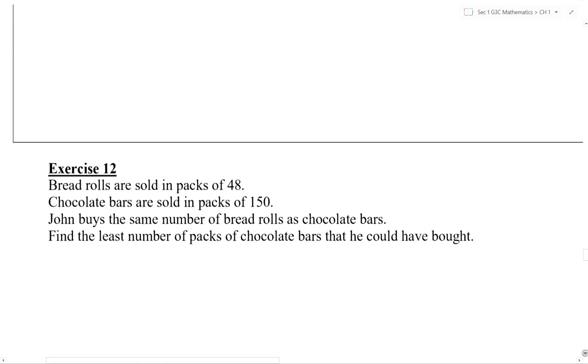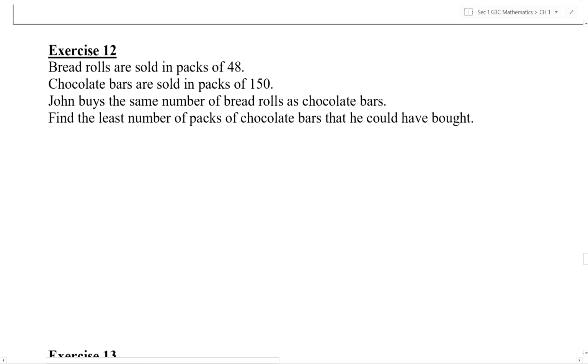I will now do one last question, exercise number 12. Bread rolls are sold in packs of 48. Wow, very big packet of bread rolls, 48 of them. And chocolate bars, even more exaggerated, 150 in a packet. So he buys the same number of bread rolls and chocolate bars. We are not saying that he buys the same number of packets. We are saying he buys, I don't know how many packets, but he ended up having the same number of bread rolls and chocolate bars. So find the least number of packs that he could have bought.